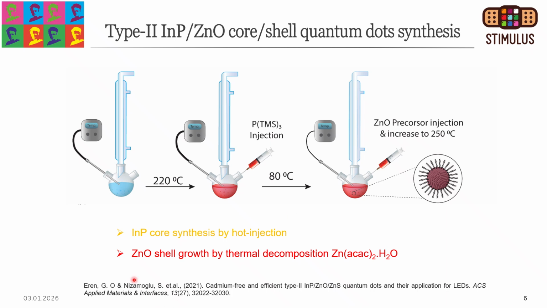We synthesize indium phosphide quantum dots by the hot injection method. In the hot injection method, we dissolve one of our components, like indium, and then we inject the other precursor, which is phosphorus, and due to this injection, sudden nucleation of the crystals occurs. And for the zinc oxide shell growth, we use the thermal decomposition of zinc acetylacetonate hydrate.